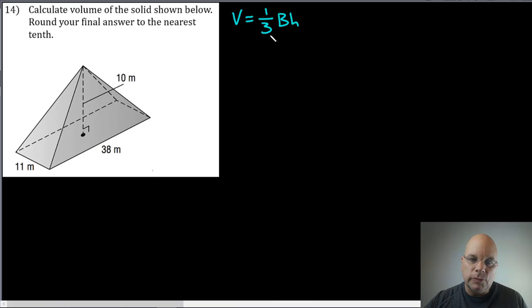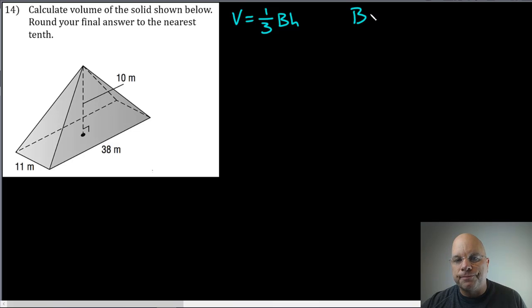Now, this is one of the most common mistakes on this test, is to forget the 1/3. But you know I'm going to either give you a pyramid of some type or a cone, so don't forget the 1/3. It's in your formulas. If you just realize what you're looking at, think about what shape you're dealing with, and use the formulas, you'll be in good shape there.